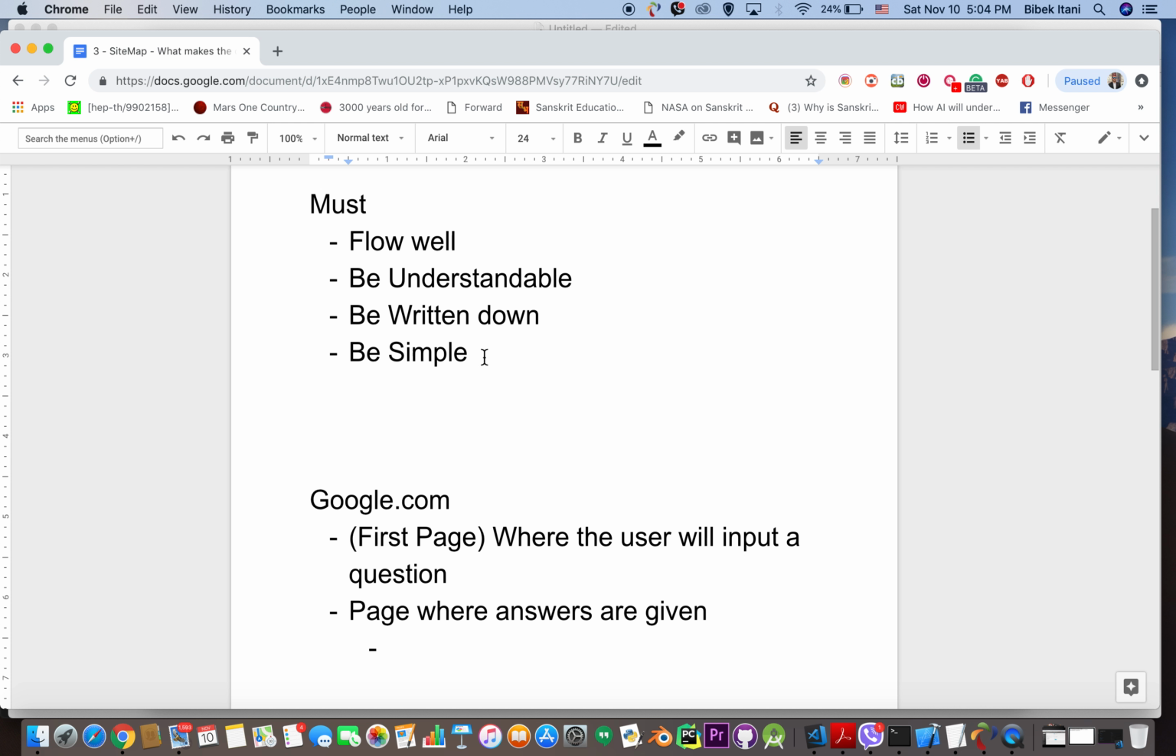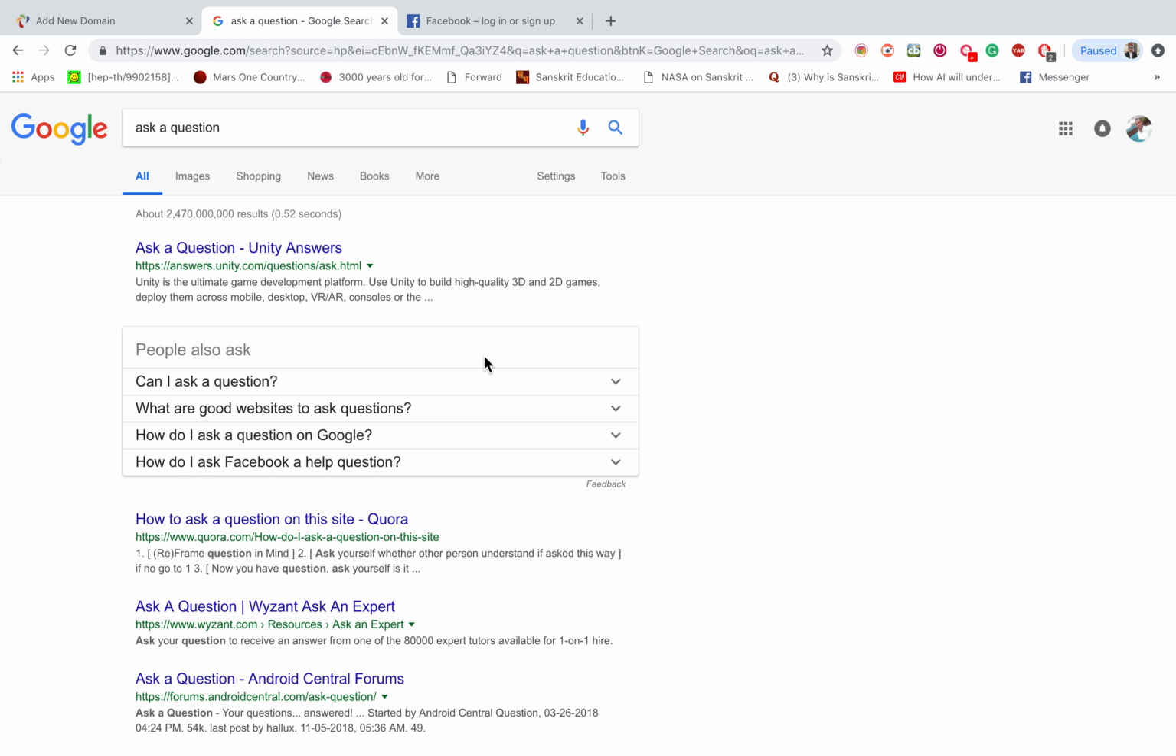And also the fourth thing is it must be simple. Okay, sitemaps should be simple. Just like websites should be simple. Google.com's billion-dollar website is one of the simplest websites you could ever find in the world. Very, very simple. No complicated things. I mean, anyone can understand how google.com works.